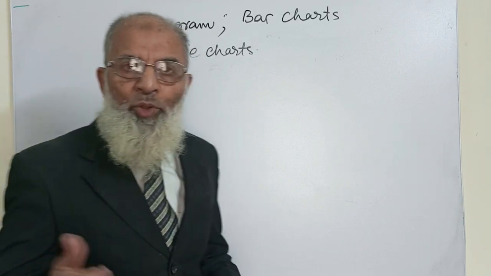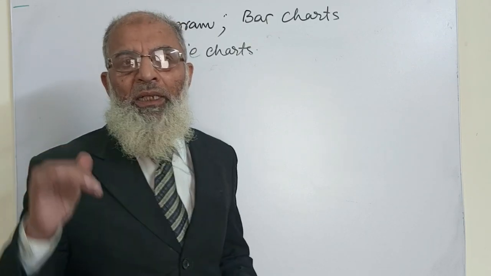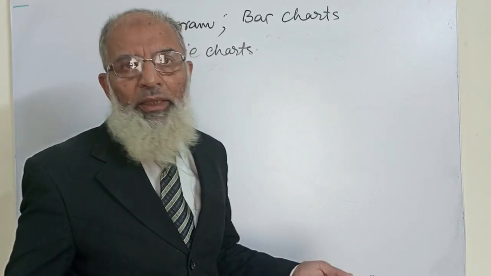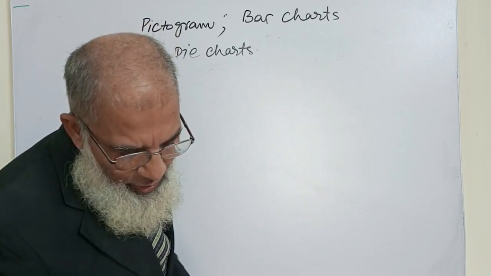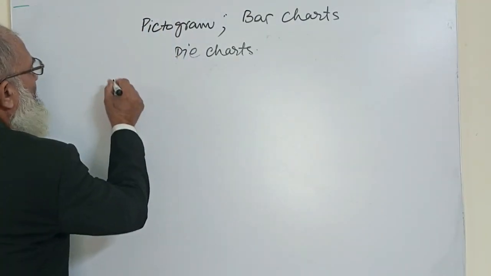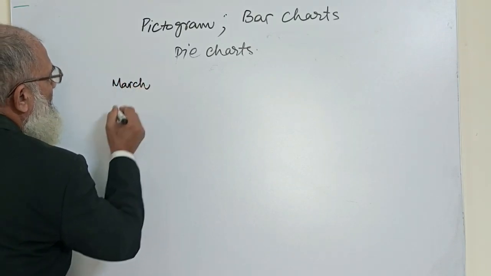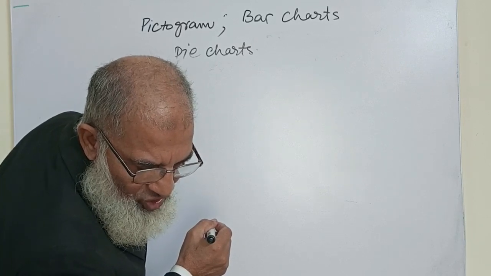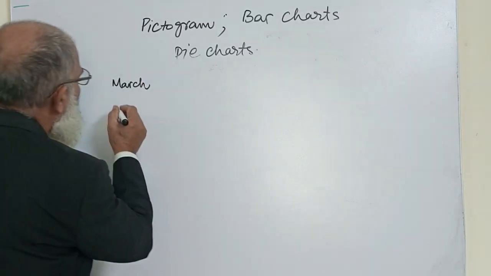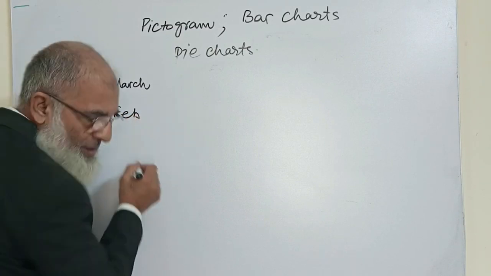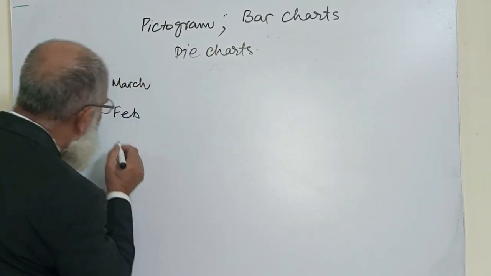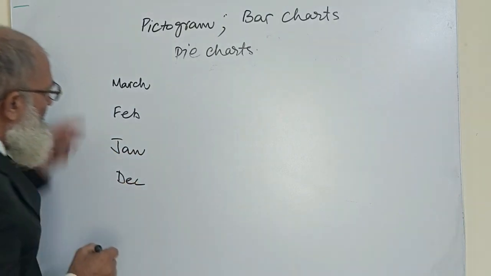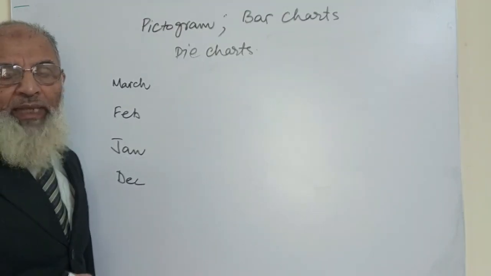So it is up to me how I take that. Do I take it horizontal or do I take it vertical? It is up to me, on my own convenience. So let me take it as March, April, May, June, July, February, January, and December. Now these are 4 months for which data has been collected.